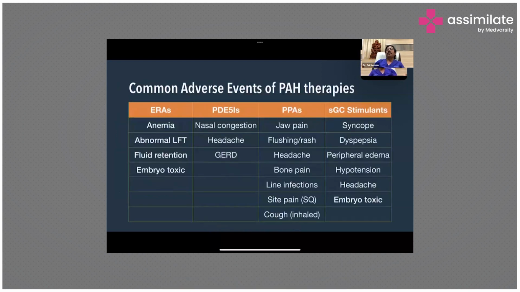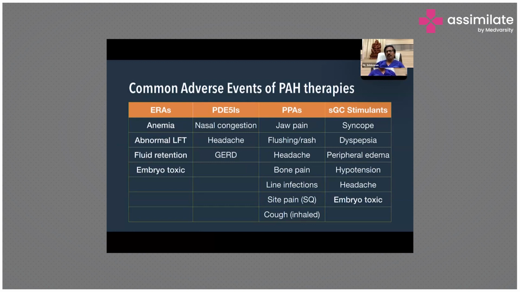And the problem with these drugs, as it happens, is that some of them have their own adverse effects. So we should be aware of those adverse effects, mainly in patients who receive endothelin receptor antagonists. You should always check for anemia in your follow-up and look at the liver function tests in the follow-up.